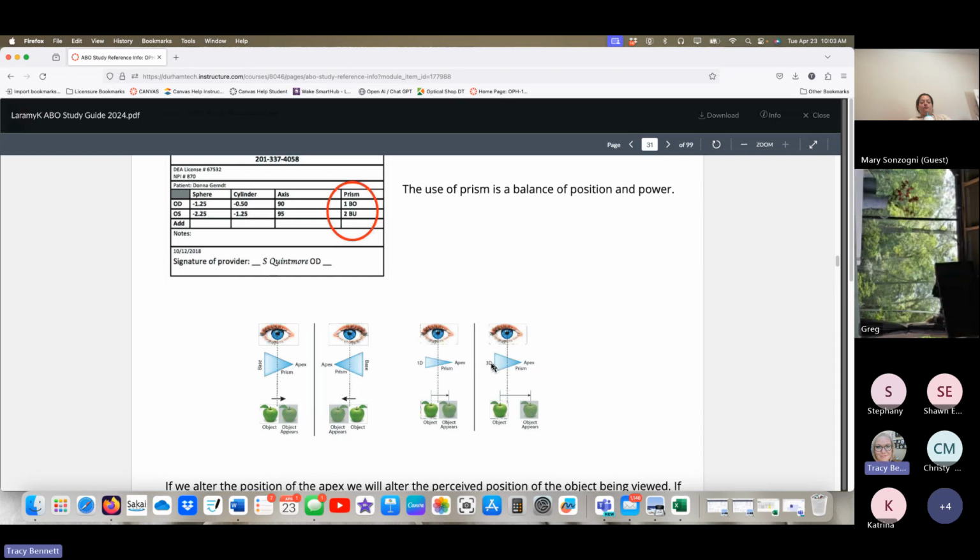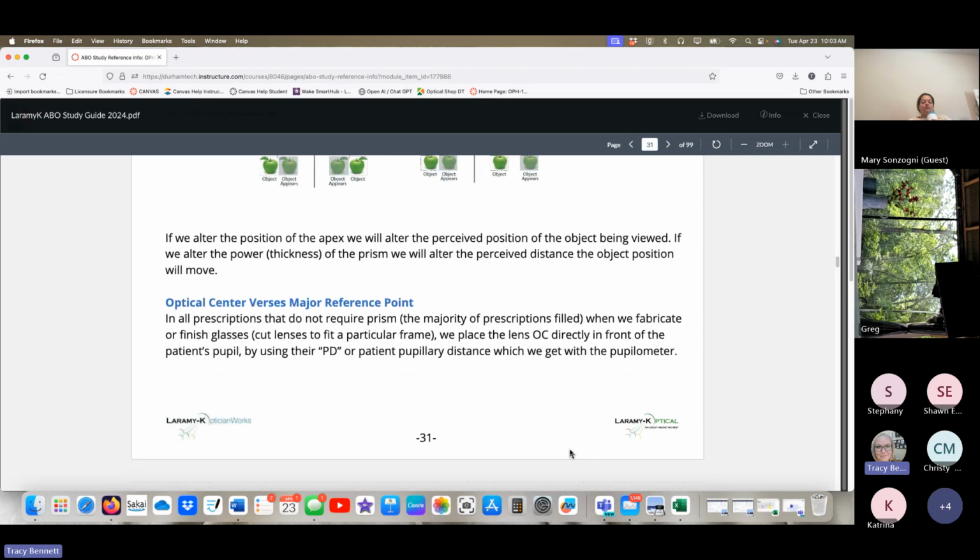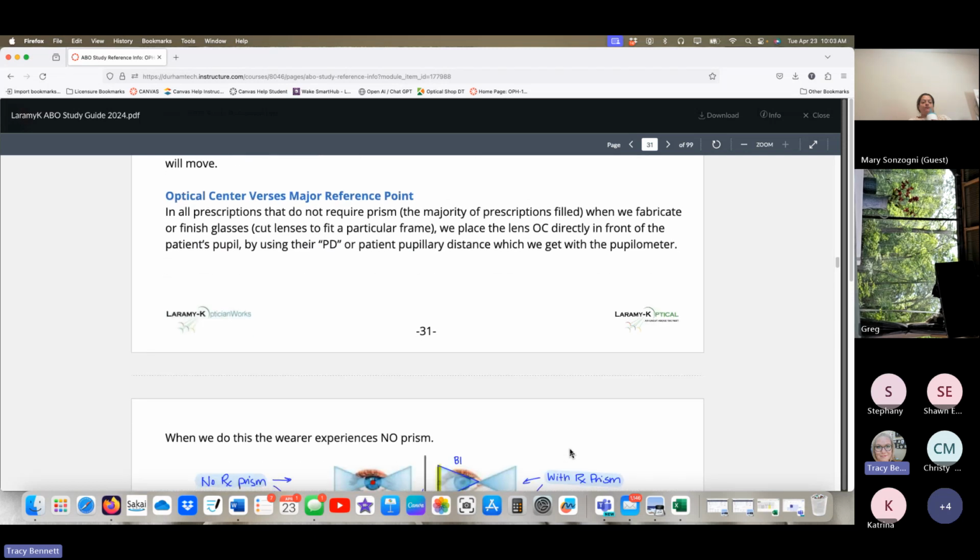All right, and then this diagram is showing you the difference between a 1 diopter and a 3 diopter, just kind of showing you that the larger that prism amount is, the more that object appears to move from its original location. So if you've got 1 diopter prism, we have just this amount of movement, but if they were looking through 3 diopters of prism, we'd have much more movement there. So just kind of showing you concepts with that.